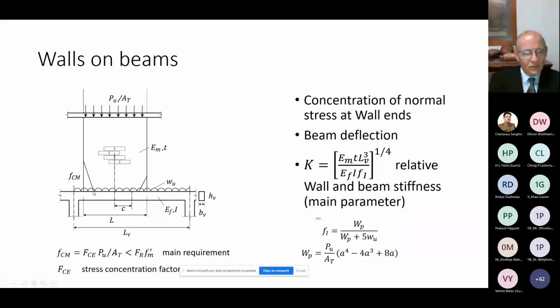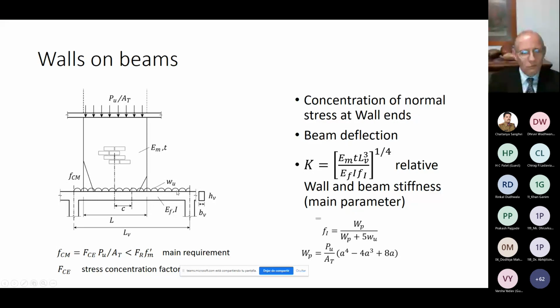You have stress concentrations at the ends of the wall. And these concentrations depend on the flexibility of the beam. If the beam is very flexible, then the concentration is much greater. If the beam is very stiff, then it tends to be more uniform. This load on top of the wall comes from other stories of the structure. There can also be some loads directly on the beam.